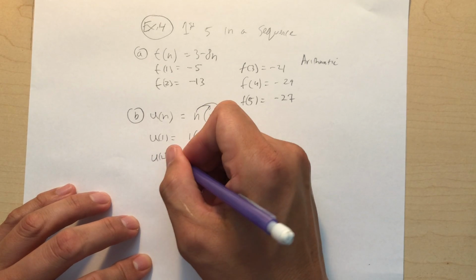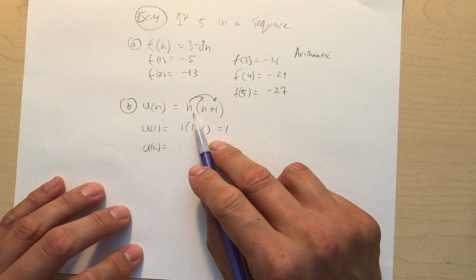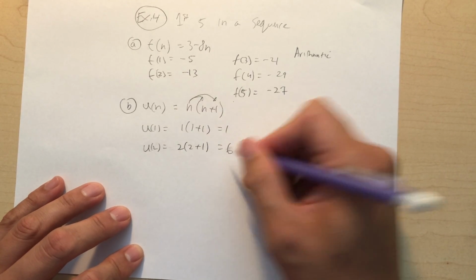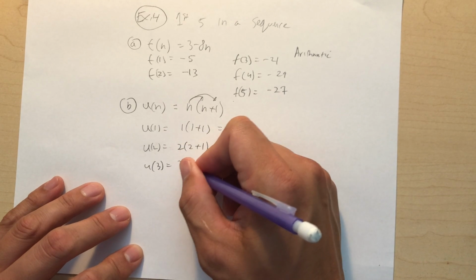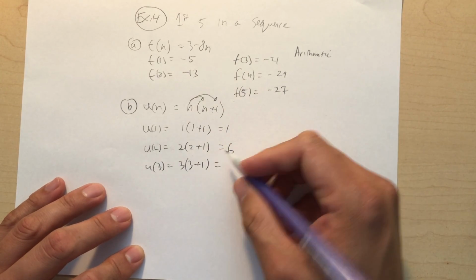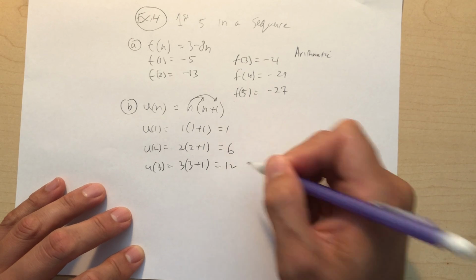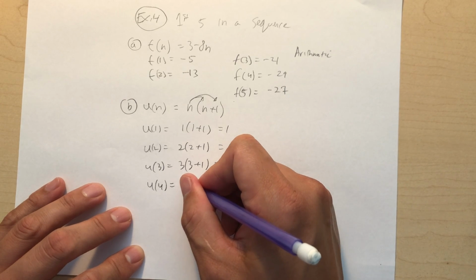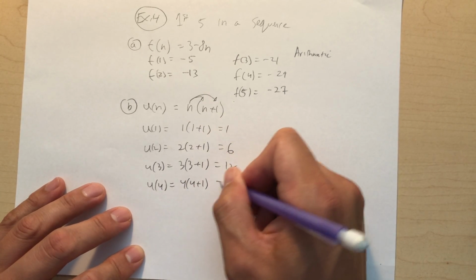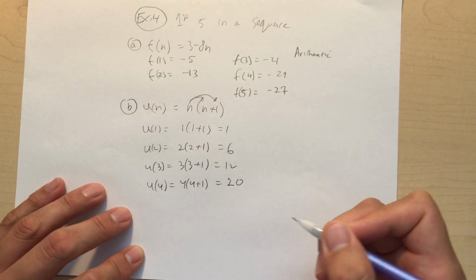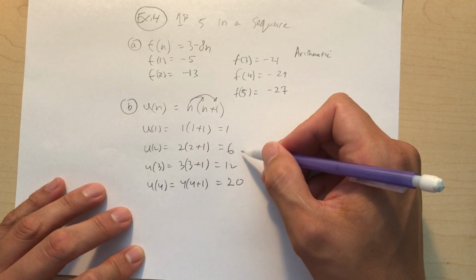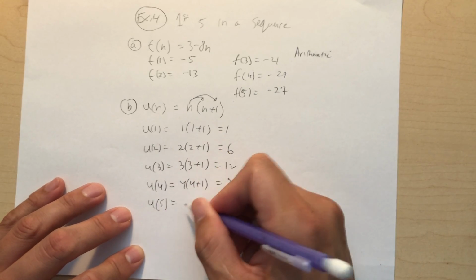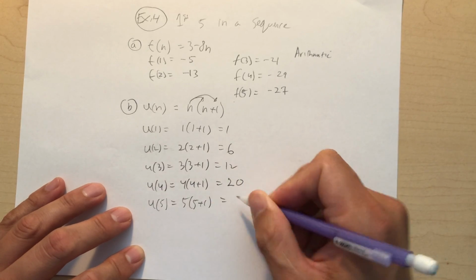All right, so u of 2. So let's put a 2 there and a 2 there. It'll be 2 times 2 plus 1, that would give me 6. U of 3, 3 times 3 plus 1, that'll give me 12. My bad. U of 4, that gives me 4 times 4 plus 1, gives me 20. All right. As you can see, it's going up by 5, then 6, and 8, so it's not the same number, okay? So this is u of 5, 5 times 5 plus 1, which is 30.